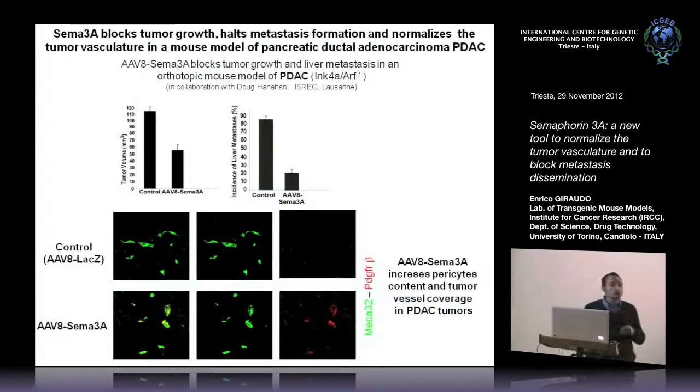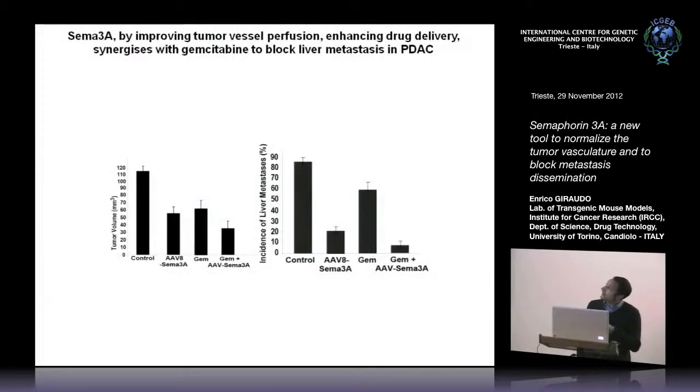And to check whether this was really improving the function of the vessels also in this model, in the context of pushing in the clinic the idea that CIMA-3A can increase the efficacy, for example, of chemotherapeutic drugs, we performed combinatorial trials using gemcitabine. What we found is that CIMA-3A synergized with gemcitabine to reduce tumor volume and incidence of liver metastasis. You can see here, the combination of gemcitabine with CIMA-3A was better capable of reducing the liver metastasis compared to the single treatment. To be noted, CIMA-3A alone already has a potent anti-metastatic effect.